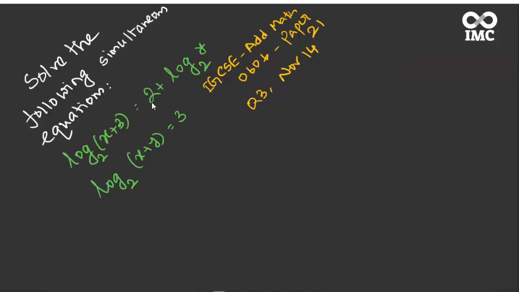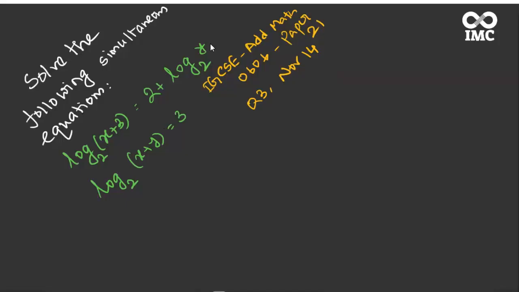Today we'll solve a very interesting problem: solve the following simultaneous equations. log base 2 of x plus 3 equals 2 plus log base 2 of y, and log base 2 of (x plus y) equals 3. This problem came in IGCSE Additional Mathematics 0606, paper 21, question number 3, November 2014. So how can you solve this very interesting problem?